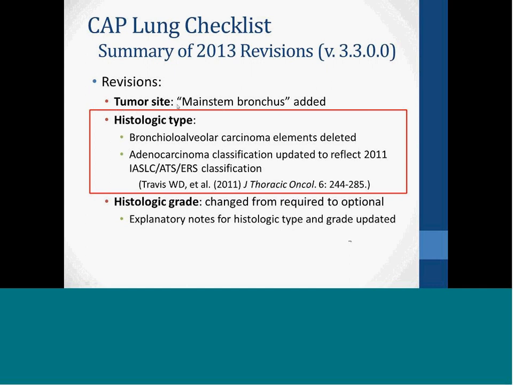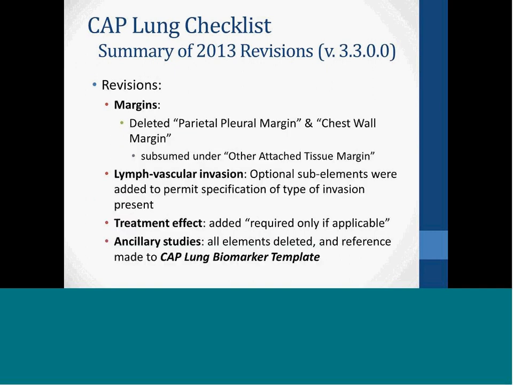Other revisions include addition of main stem bronchus to the tumor site, and changes to the histologic grade. Specifically, histologic grade is no longer a required element, but has been changed to an optional element, and some of the explanatory notes for both histologic type and grade have been updated. Other minor revisions to the checklist: in the margins section, two of the previous entries, namely pleural margin and chest wall margin, have been deleted and just subsumed under other attached tissue margin. Additional sub-elements were added to vascular invasion, and some changes to treatment effect. The ancillary studies section has been deleted and reference has been made instead to the lung biomarker template.